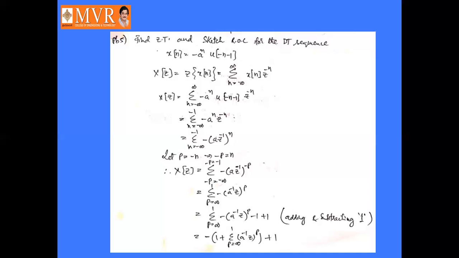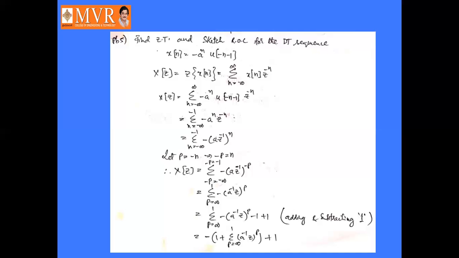Let p equal to minus n. Say minus p equal to n, then X of z will become sigma, with n as minus p, so minus p tends from minus infinity to minus 1, of minus a into z power minus 1, whole power minus p, right? Or we can write this as sigma p equal to infinity to 1 of minus a power minus 1 into z, whole power p. Okay, like this. This is alpha power n. So it is equal to sigma p equal to infinity to 1 of minus a power minus 1 into z, whole power p.